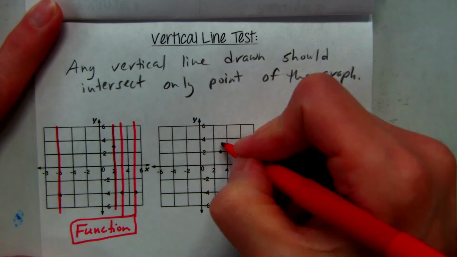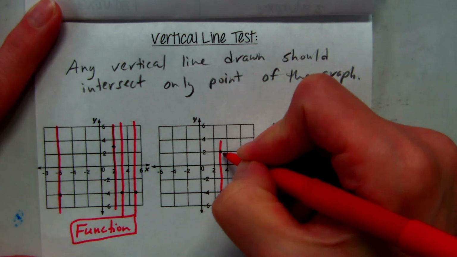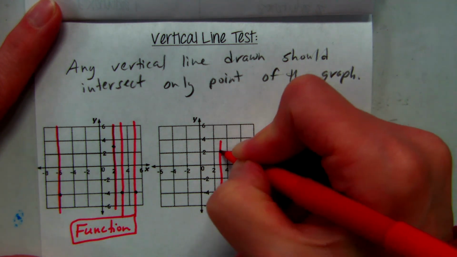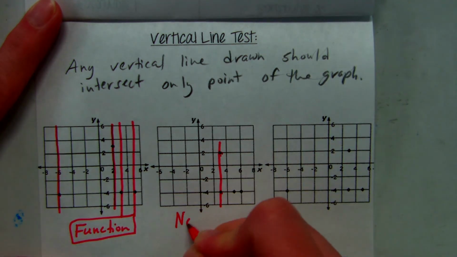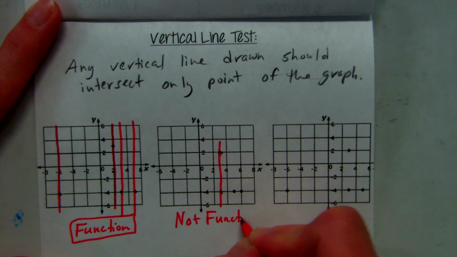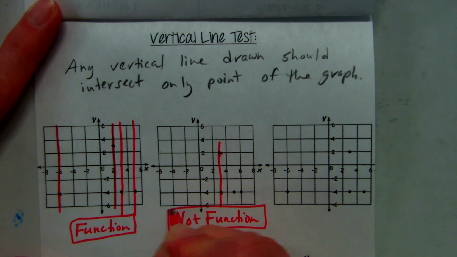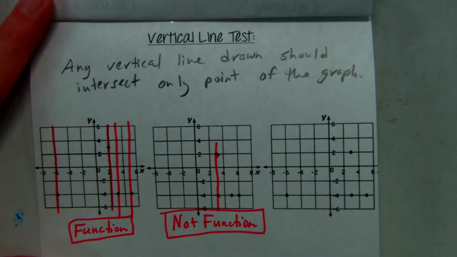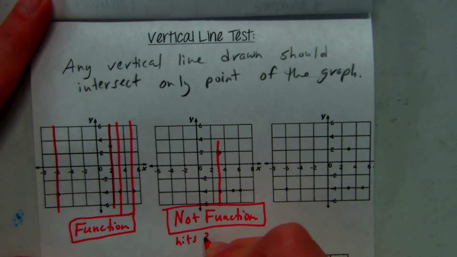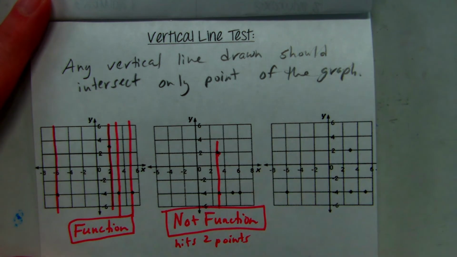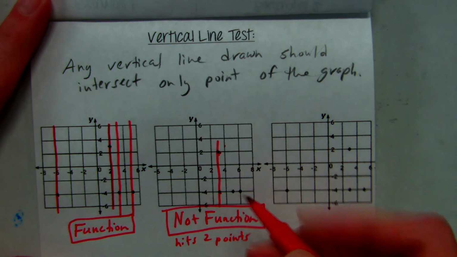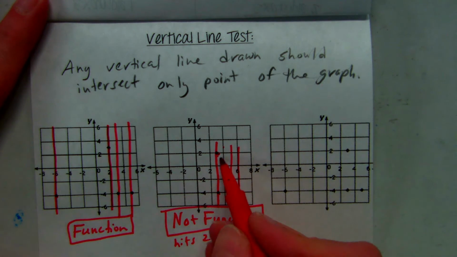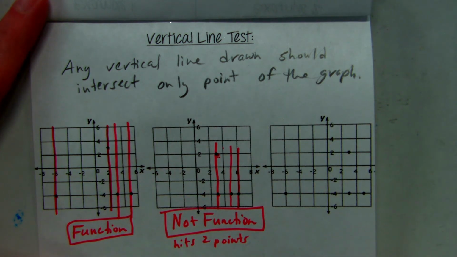Now on the next one, we run into an issue. It hit 2 points, one here and one here. They're lined up above each other. That means they have the same x values, and that is not a function. Okay? And that's because it's hitting 2 points in that one spot. Now these would have been okay, 1 point and 1 point. But if anywhere on the graph it does this, you know it's not a function.